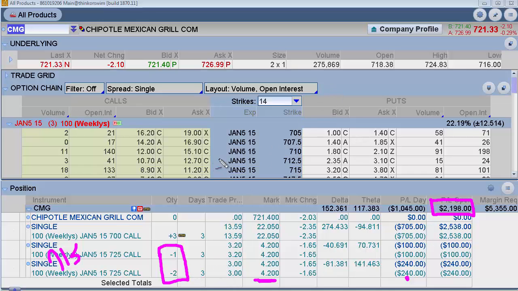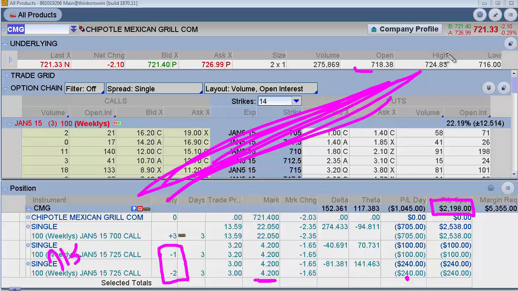We've capped our gain, but remember, with consistency, we are looking for opportunities to create a consistent equity curve without getting hit in the face, okay? In a perfect world, what would happen is that CMG, well, it actually doesn't matter.